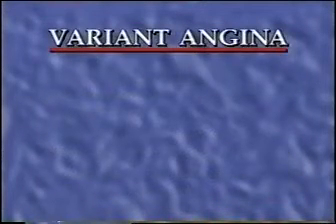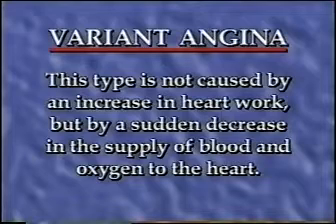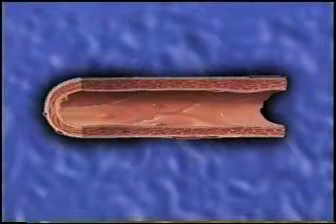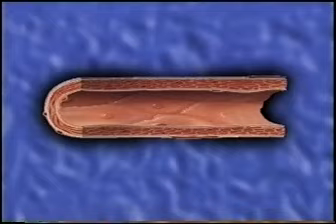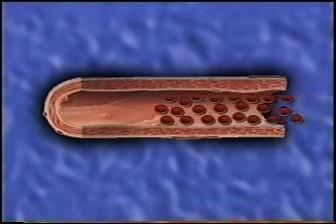Another form of angina can occur in patients with heart disease called variant angina. This type is not caused by an increase in heart work, but by a sudden decrease in the supply of blood and oxygen to the heart. The most common cause of this type of angina is from spasms in the arteries that feed the heart. Each heart artery is surrounded by a layer of smooth muscle, and in the normal state, this muscle is relaxed and there is plenty of space for blood to flow.